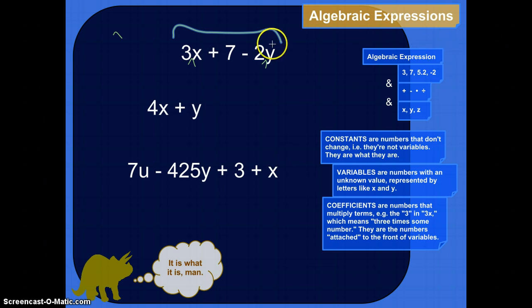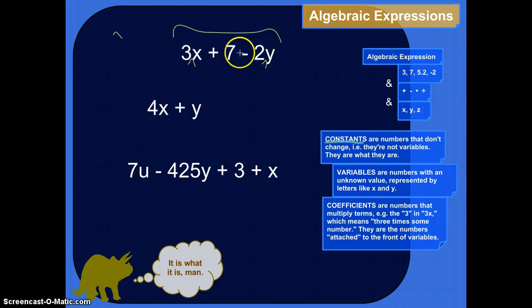Okay, and so what are the different parts? What can we label things as here in this algebraic expression? So I've got them listed here. Constants are the numbers that don't change, i.e. they're not variables. They are what they are. Or as Mathceratops is saying, it is what it is, man. You hear that a lot, especially the more you grow up, the more you'll hear that.